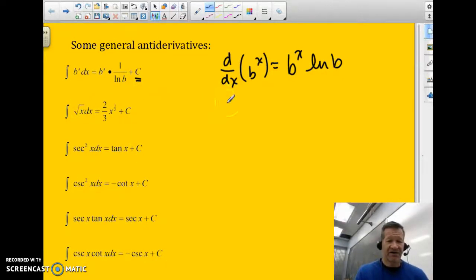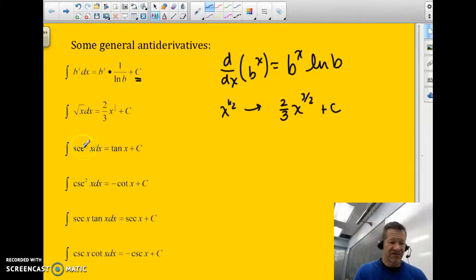The square root of x. This one is not one you're going to memorize. We know that square root of x is x to the half, so we reverse the power rule. We start by adding 1 to the exponent, so that would give you 3 halves, and then multiplying that by the reciprocal, 2/3 x to the 3 halves, and then of course your plus c is on there.